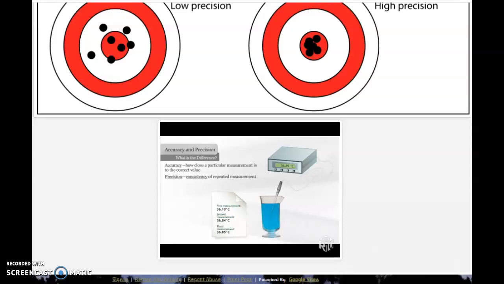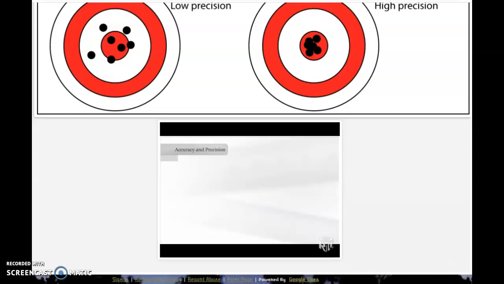It is possible to have a precise measurement that is not accurate. It is also possible to have an accurate measurement that is not precise. The best measurements are both accurate and precise. Let us look more closely at the difference between accuracy and precision using an archer and target.